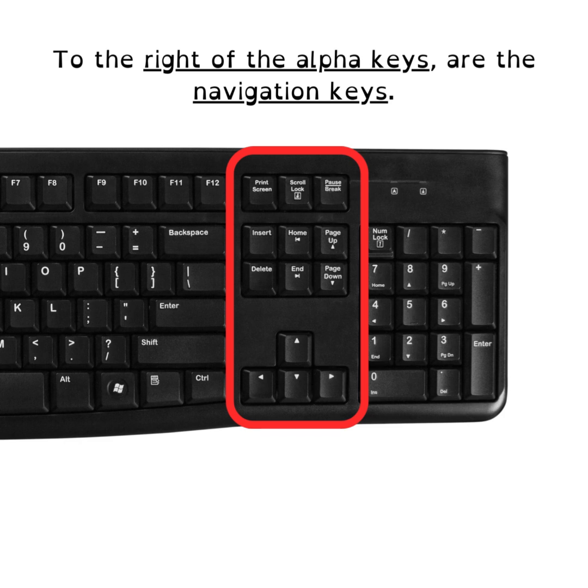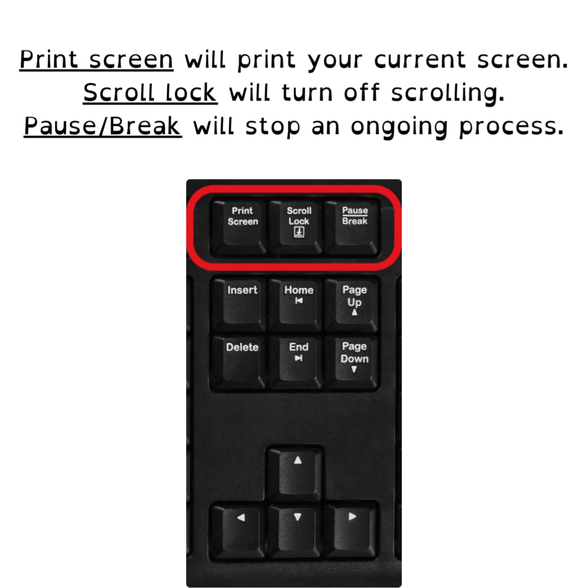To the right of the alpha keys are the navigation keys. Print screen will print your current screen. Scroll lock will turn off the option for scrolling. Pause or break will stop an ongoing process.